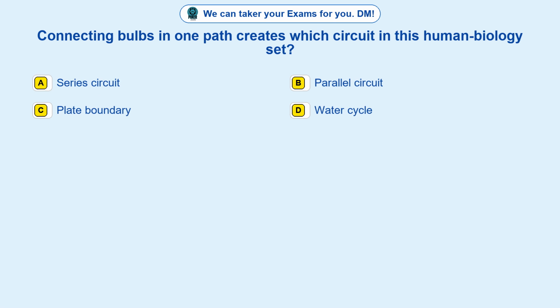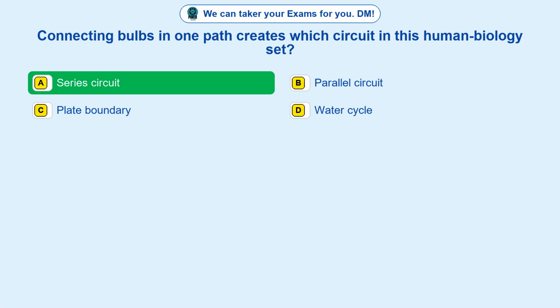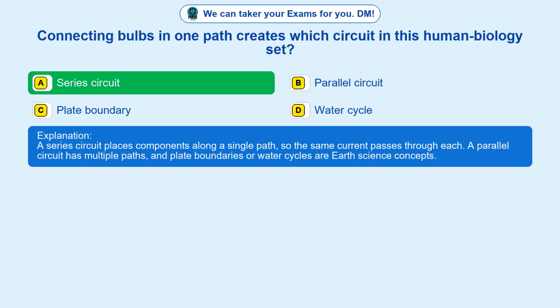Question 73. Connecting bulbs in one path creates which circuit in this human biology set? Option A, series circuit. Option B, parallel circuit. Option C, plate boundary. Option D, water cycle. The correct answer is option A, series circuit. A series circuit places components along a single path, so the same current passes through each. A parallel circuit has multiple paths, and plate boundaries or water cycles are earth science concepts.